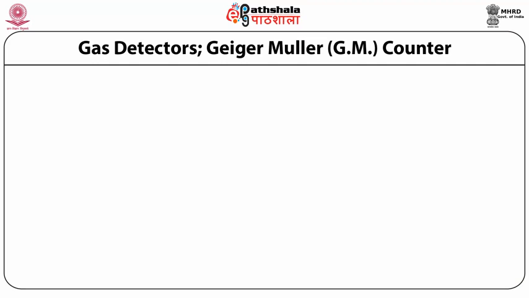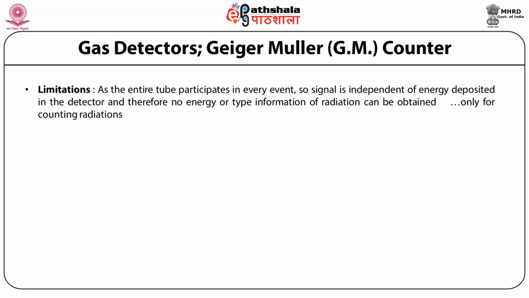We are going to study limitations of gas detector counters, especially the Geiger-Müller tubes. So what are the limitations? As the entire tube participates in every event, the signal is independent of energy deposited in the detector, and therefore no energy or type information of radiation can be obtained. That is, only counting of radiation can be done with the help of GM tube.